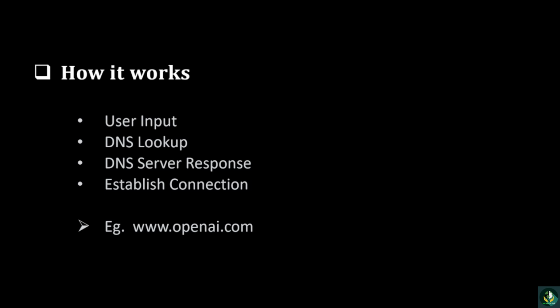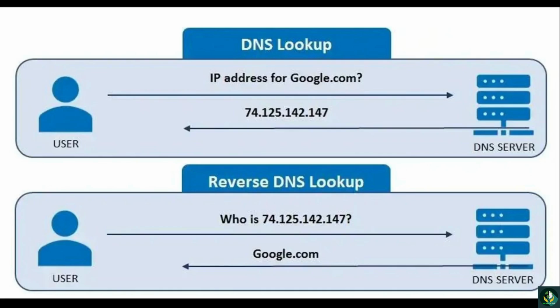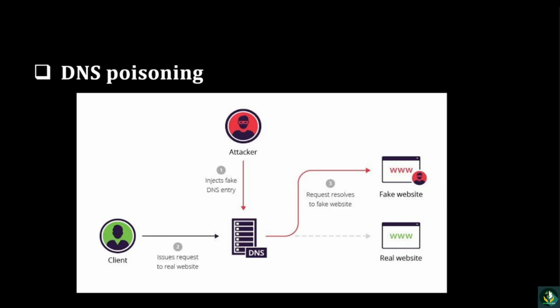So in these steps, the DNS system enables your computer to translate human-readable domain names into the necessary IP addresses. This is DNS lookup, and this is reverse lookup, when you ask the DNS server who this IP address is, and it responds with the domain name. In DNS lookup, you type the domain name into your browser and get the IP address as a response from the DNS server. Whereas in reverse DNS lookup, you type the IP address and get the domain name as a response. Then next we have DNS poisoning.